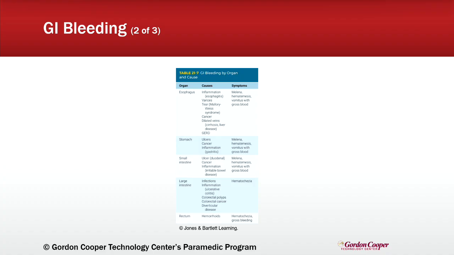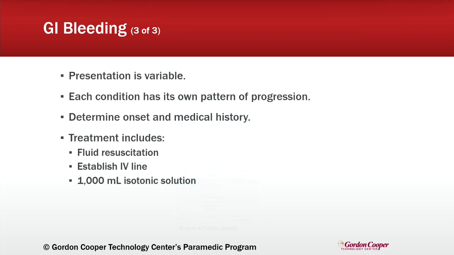So if it's dark, tarry stools, we're going to look for anything small intestine up. And then if it's bright red, hematochezia type of blood, then we're going to look for large intestines down. That's typically where that blood comes from when it's bright red, because it hasn't been digested.